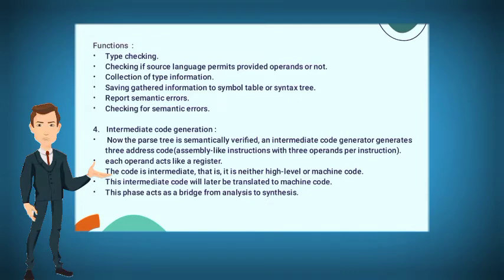Fourth point is intermediate code generation. Now the parse tree is semantically verified. An intermediate code generator generates the three address code, which is assembly-like instructions with three operands. Each operand acts like a register. The code is intermediate, that is, it is neither high level nor machine code. This intermediate code will later be translated to machine code. This phase acts as a bridge from analysis to synthesis.